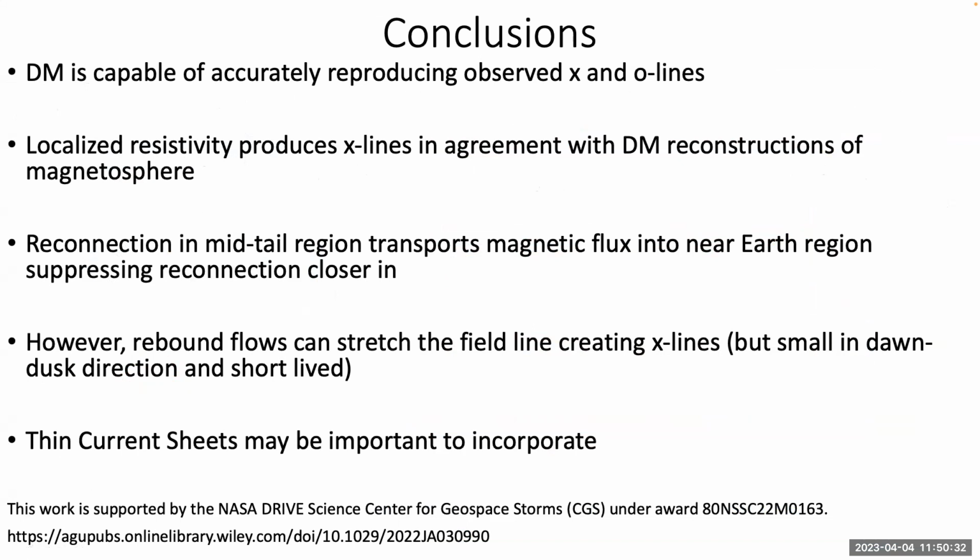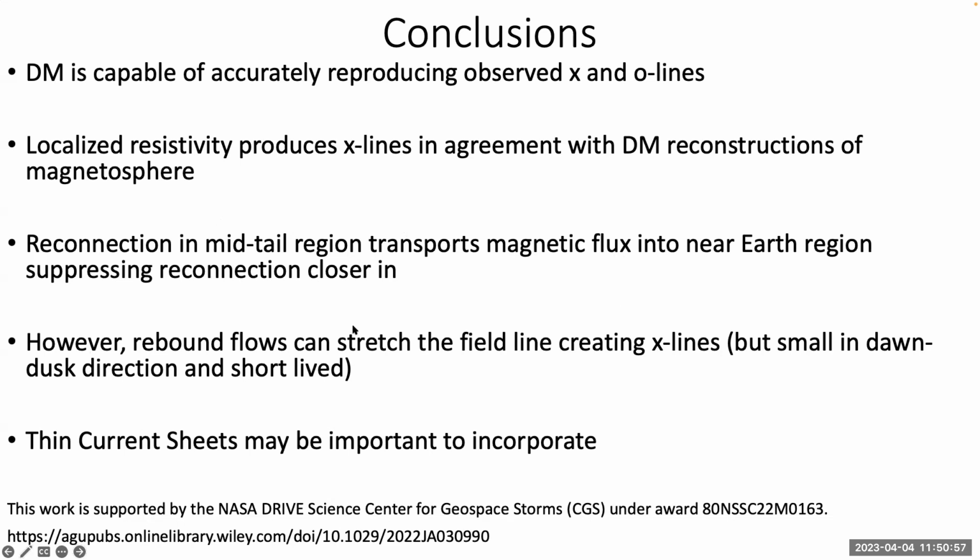But interestingly, when you force reconnection to occur in the midtail instead of where it wants to occur much closer to Earth, we get a bunch of magnetic flux that's transported through the X line towards the Earth and actually prevents the current sheet from collapsing and reconnecting there. And so this makes our simulations more realistic in that sense.